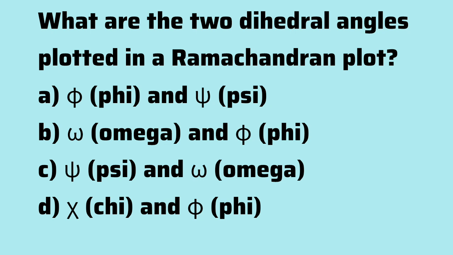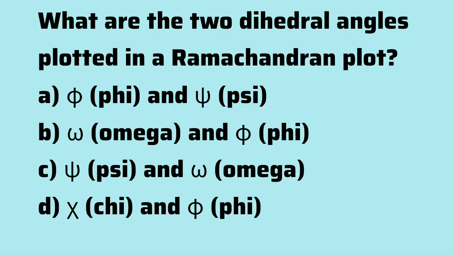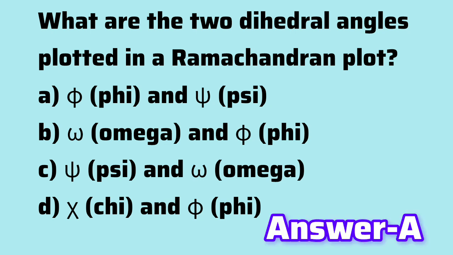Next, what are the two dihedral angles plotted in a Ramachandran plot? The dihedral angles are the angle between the C alpha and N, and C alpha and C, and they are phi and psi. So here the correct answer is A, that is phi and psi. Omega is the angle present at the peptide bond between the C and N, but it is not plotted on the Ramachandran plot. D is also not the correct answer. So here the correct answer is A, phi and psi.